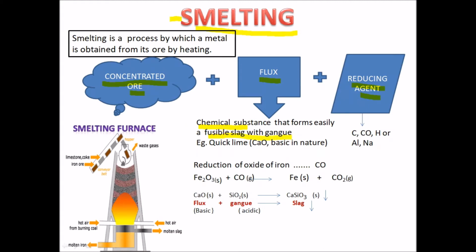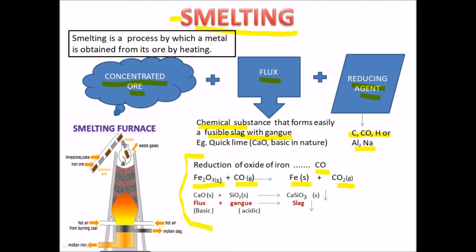Slag is something that gets precipitated, and the reducing agent that can be used, depending upon the metal oxide, can be carbon monoxide, hydrogen, aluminium or sodium. In the case of reduction of oxide of iron, we can use carbon monoxide as a reducing agent. Let's take an example of iron oxide Fe2O3, which is in the solid state. You reduce it with carbon monoxide in the gaseous form in a smelting furnace where iron, the metal, is got and carbon dioxide is released.